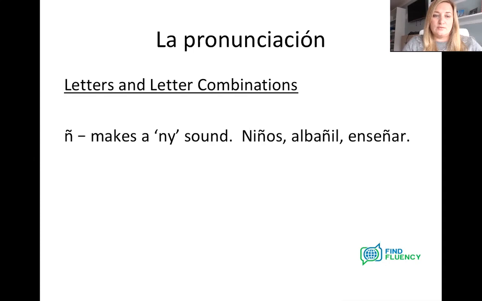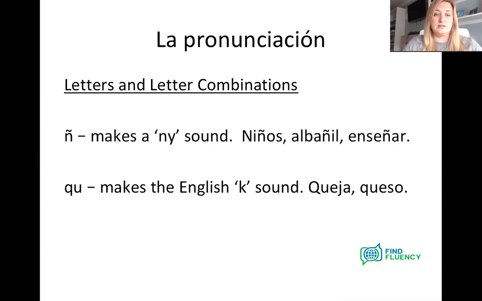The N with the tilde makes an ny sound, right? We see that in niños, albañil, enseñar. This actually appears as a separate letter in the Spanish alphabet. You have the normal N and then you have the N with the tilde: niños, albañil, enseñar.